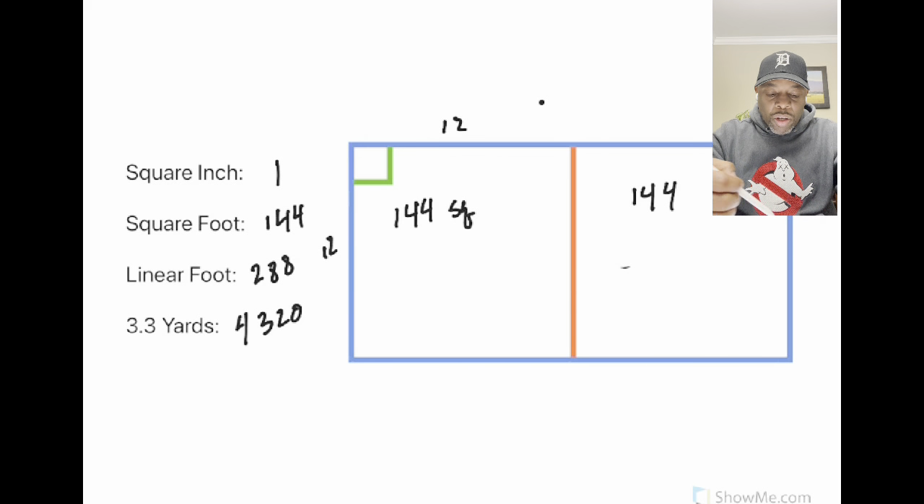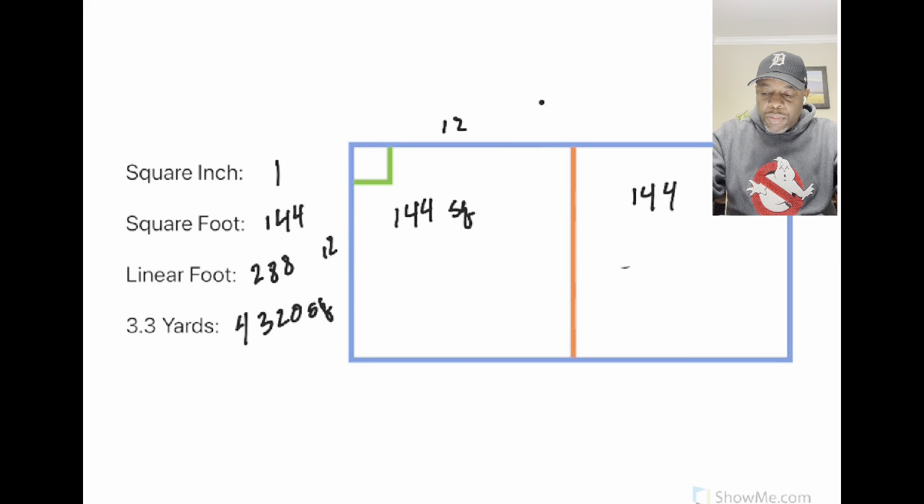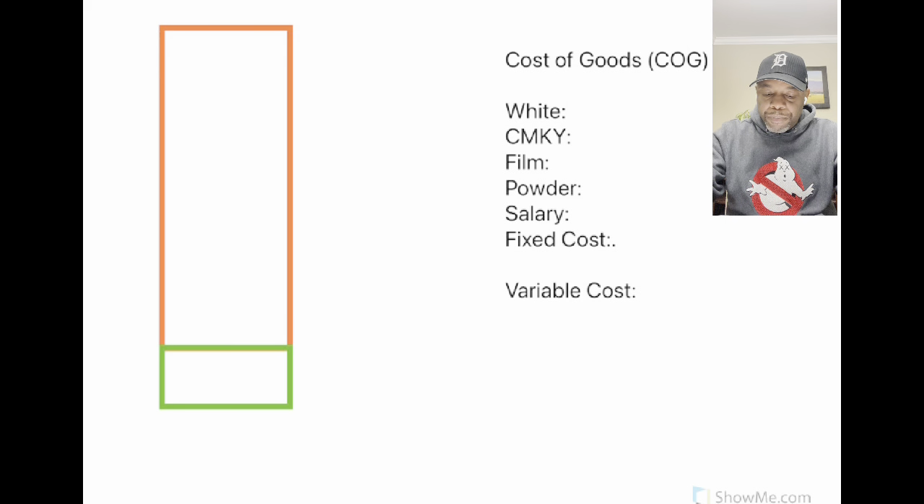All right. So you can see this right here. Really simple breakdown: square inch. You got your square foot, then you have your linear foot, and then it breaks down to 4,320 square inches inside of the 3.3 yards, which would be 30 square feet. All right. So let's dive in a little bit, make a little bit more sense for you.